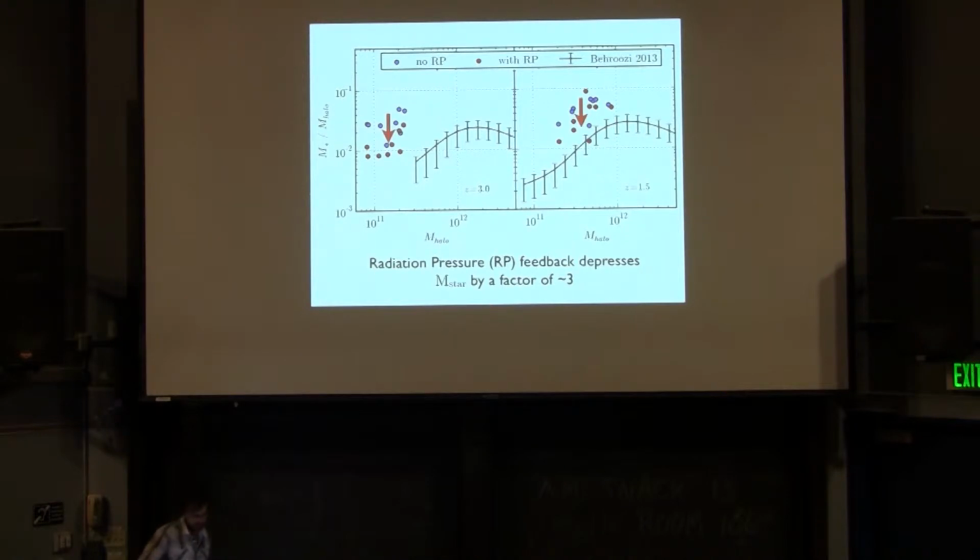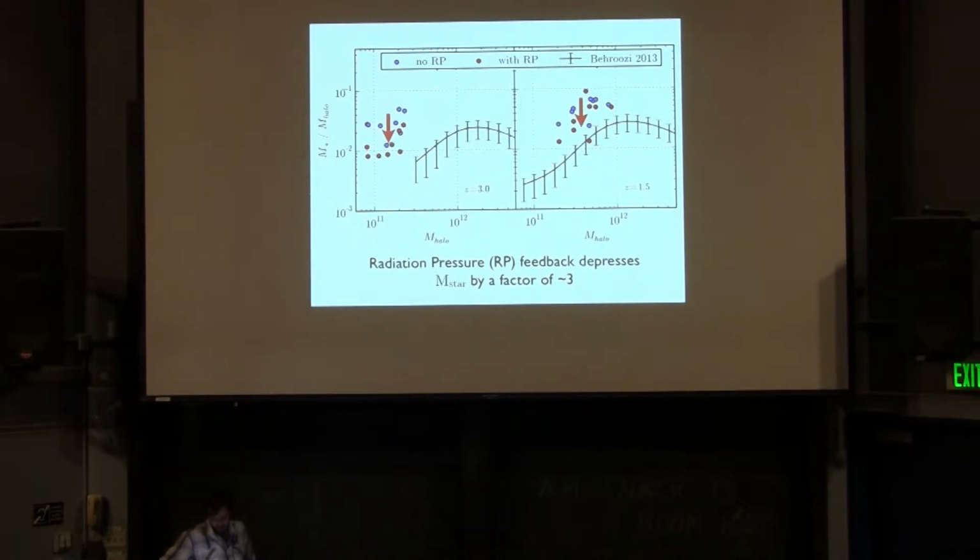So the way to read this is that at 10 to the 12 halo mass at Z of 1.5, that's the right panel, and the left panel is going to be a Z of 3. At Z of 1.5, you expect a 10 to the 12 halo mass to have about 2% of its mass in the form of stars, and so that's the peak.